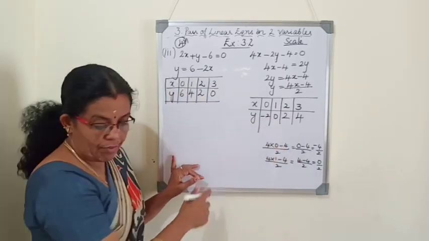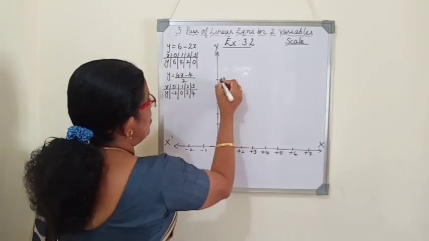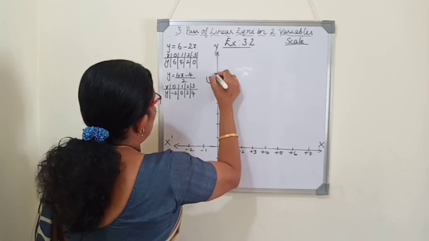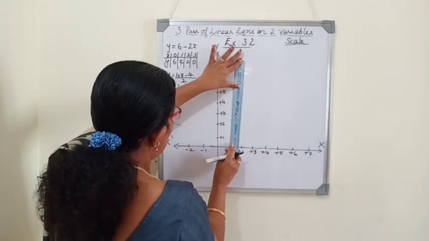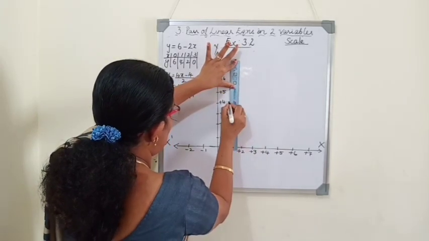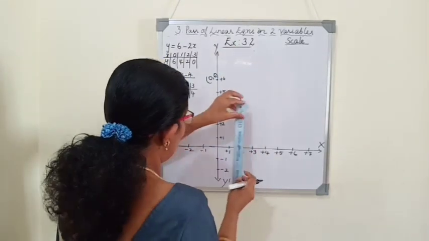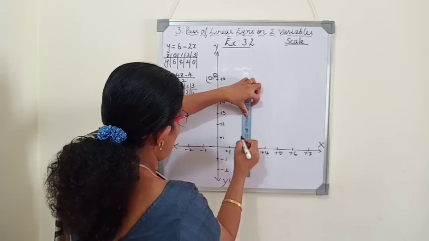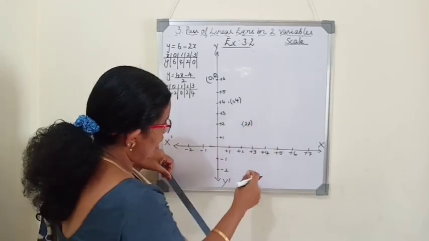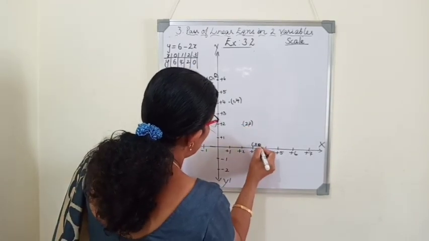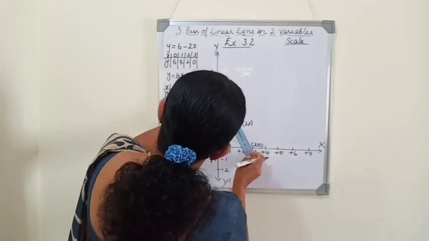Now we will plot the graph. We will plot the points. First point is 0, 6. Next 1, 4. Next 2, 2. Next 3, 0. So here we will join all the points.